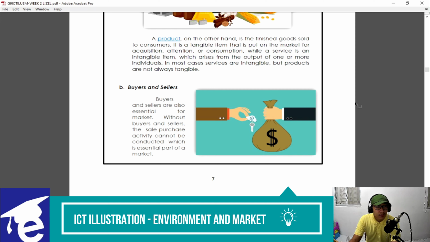Usually the one who sells the product gets income from the products that they sell, and buyers look for the product and pay cash in exchange for the product.